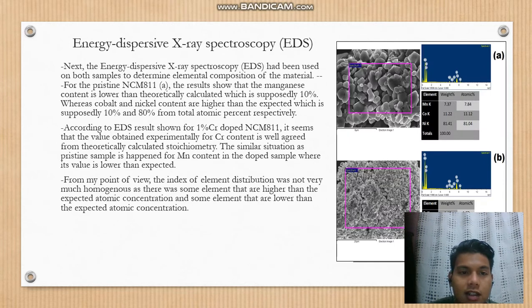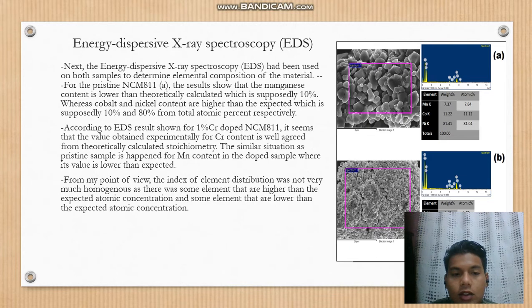Next is the Energy-dispersive X-ray spectroscopy (EDS). The EDS had been used on both samples, which are NCM811 and 1% chromium dope, to determine the elemental composition of the material. For the pristine NCM811, the results show that the manganese content is lower than theoretically calculated, which is supposedly 10%, whereas cobalt and nickel content are higher than expected, which is supposedly 10% and 80% of total atomic percent respectively.